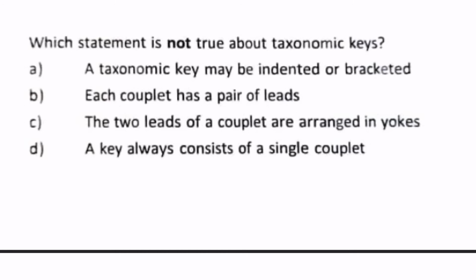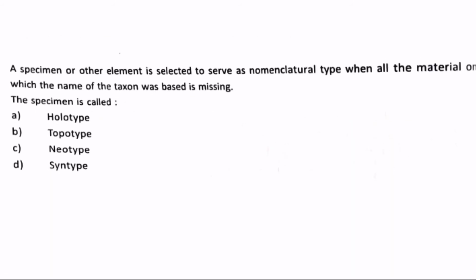Which statement is not true about taxonomic keys? Option A. A taxonomic key may be indented or bracketed. Option B. Each couplet has a pair of leads. Option C. The two leads of a couplet are arranged in yokes. Option D. A key always consists of a single couplet. Well, among all these options, option D will not be correct, since a key can have a series of couplets, so it cannot be single. So this answer is not correct.